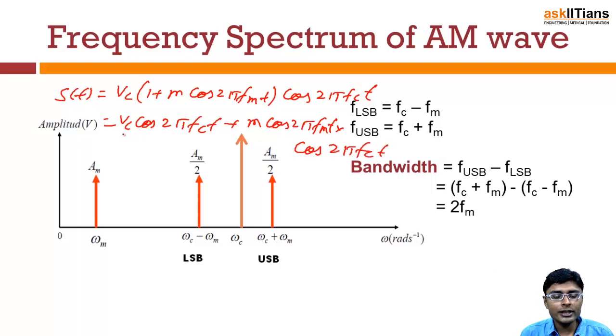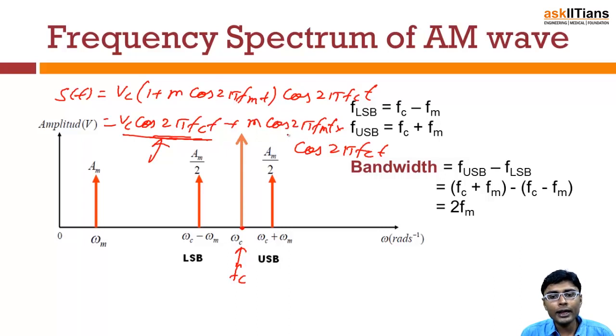First, Vc cos 2 pi fc t is a single frequency component, a cosine wave. It has an amplitude, Vc, which you can also write as Vm or Am. So we have one frequency, at fc, which means there will be one peak at the frequency fc.